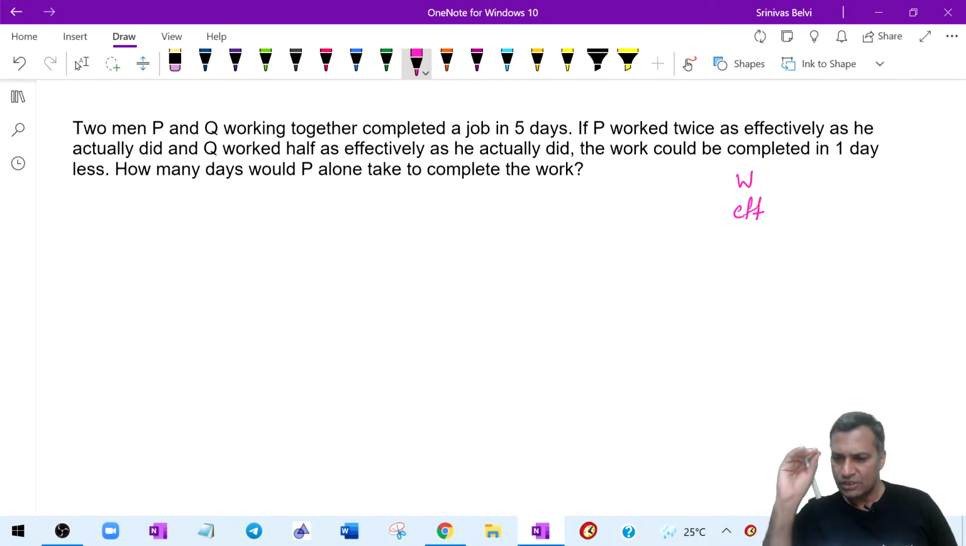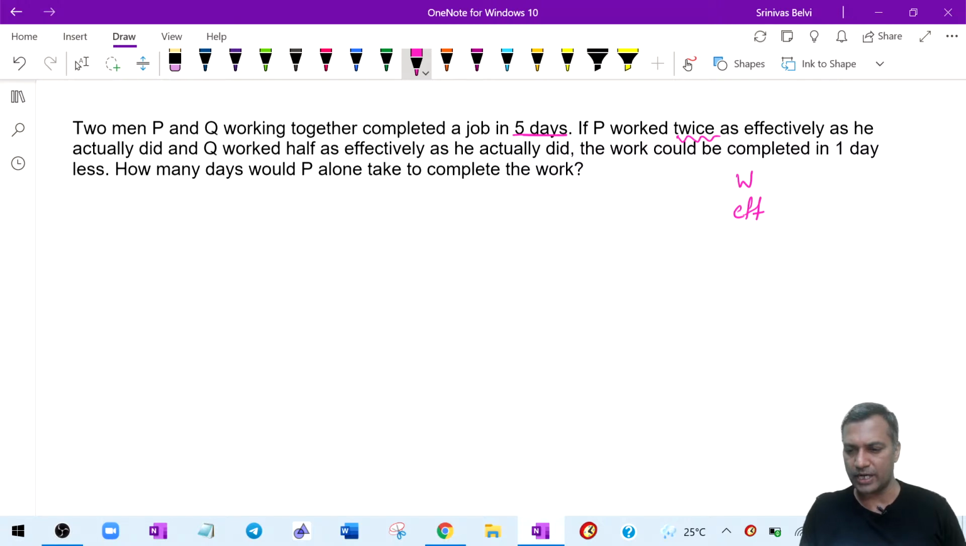No doubt about it. So quickly examine and try to understand this question. Do it with me. Let's try this together. Two men, P and Q, work together to complete a job in 5 days. Then he said that if somebody worked twice, the efficiency of P becomes twice and Q becomes half. Focus on these words: twice and half.